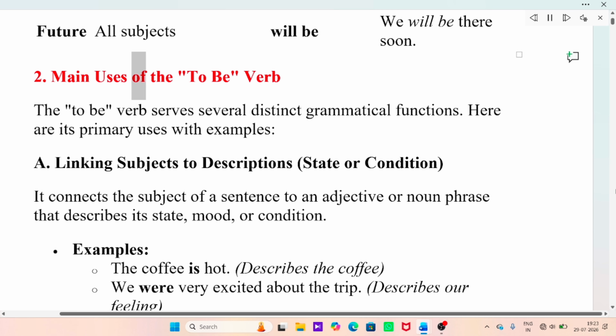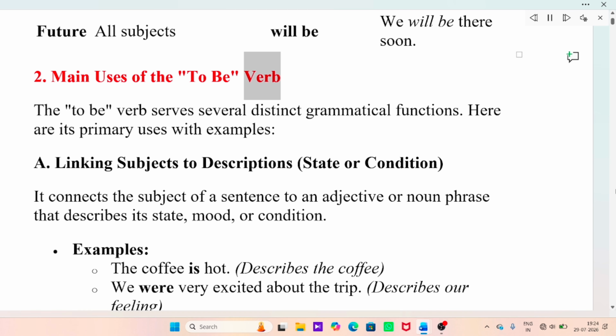2. Main uses of the to be verb. The to be verb serves several distinct grammatical functions. Here are its primary uses with examples. A. Linking subjects to descriptions, state or condition. It connects the subject of a sentence to an adjective or noun phrase that describes its state, mood, or condition.